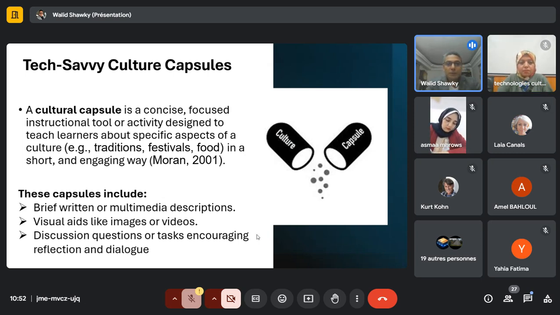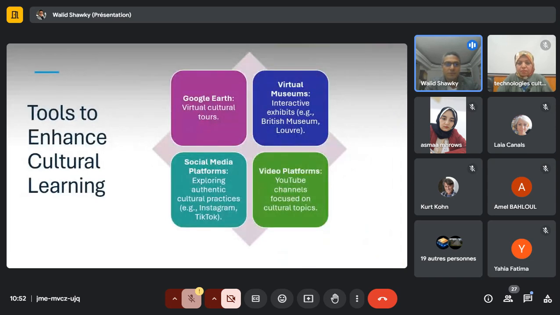Okay, so next slide. I'm not sure how I can move the slides from here, but let me move to the next slide here. Okay, can you see the next slide now? Yes, it's clear, yeah.